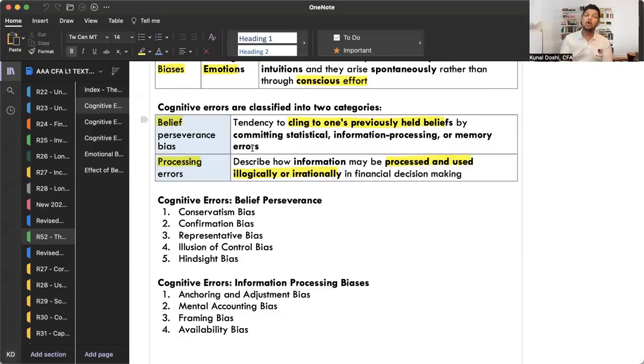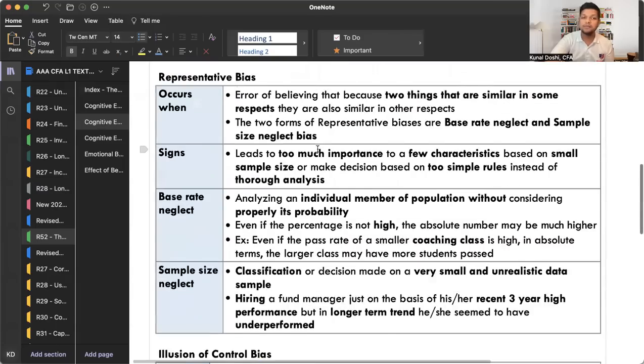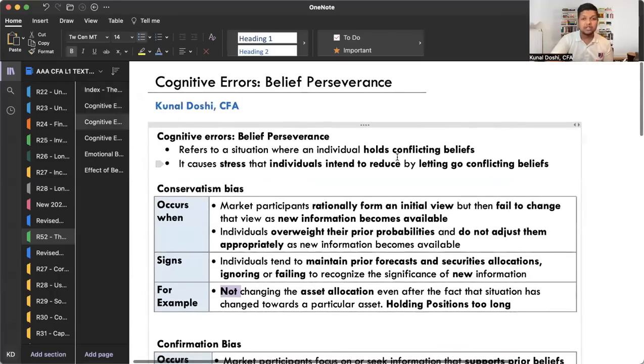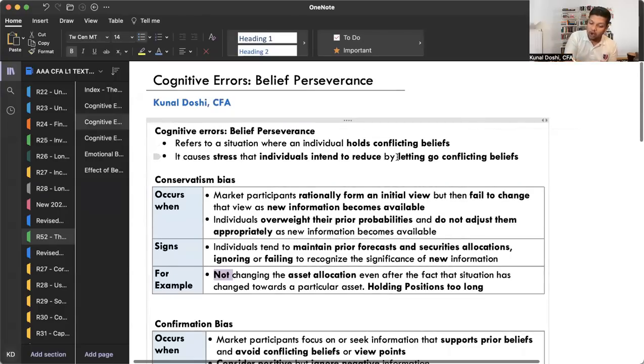Let's first deal with cognitive errors, belief perseverance. Within belief perseverance, we have 5 biases. As I said, belief perseverance refers to a situation where an individual is not changing his or her belief. So what happens here? They hold beliefs which are conflicting. They do not accept the reality, right? It causes stress that individuals intend to reduce by letting go of conflicting beliefs. So you don't want to take the stress of a belief that you are not comfortable with, so you perhaps try to ignore it. That is belief perseverance. You are not changing your belief.